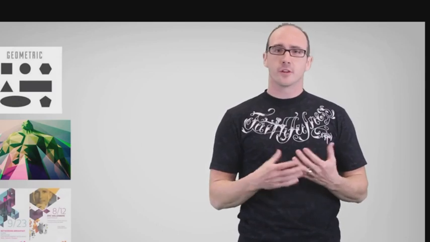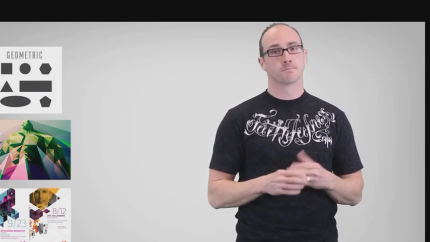Next is the element of shape. Shapes are an enclosed space, and it's limited to 2 dimensions, so it's flat in nature. There are 2 types of shapes that we're going to talk about specifically. There's geometric shapes, which are your triangles, squares, circles, things you see in your math class or geometry class, hence geometric. The other type are organic shapes.